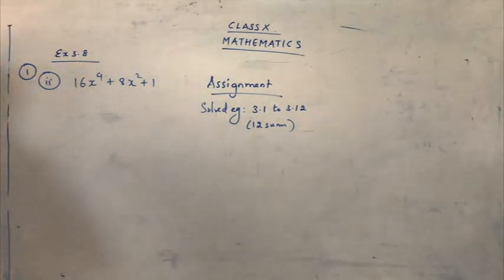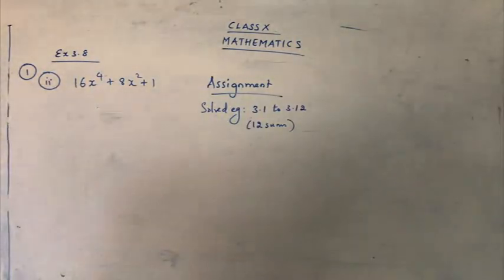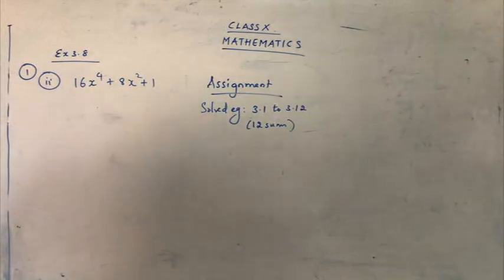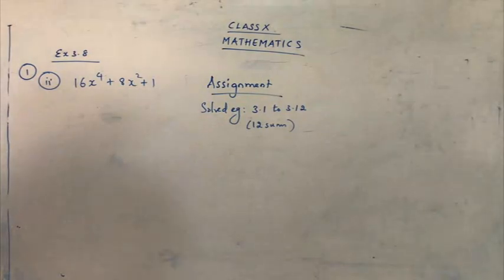Now let's go back to our exercise 3.8. Take down your classwork. Write down today's date. Let's continue our sum. We have done the first sum. Under question number 1, the first subpart was completed and I told you to try the second subpart, which you have done in homework. Now we are going to see the third subpart.